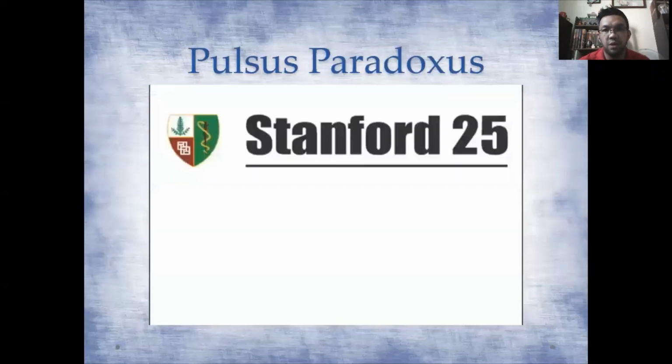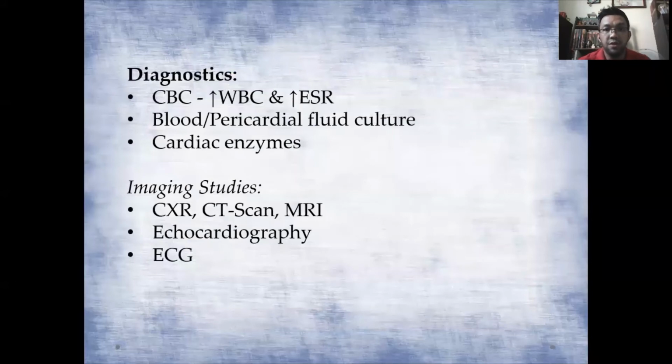Okay, that's it for pulsus paradoxus. Now for the diagnostics, CBC, there you can see that there's an infection due to increased WBCs and increased erythrocyte sedimentation rate. So inflammation is also present.